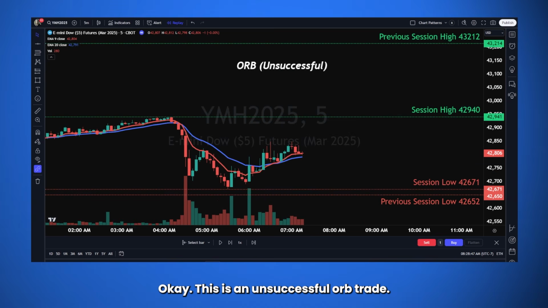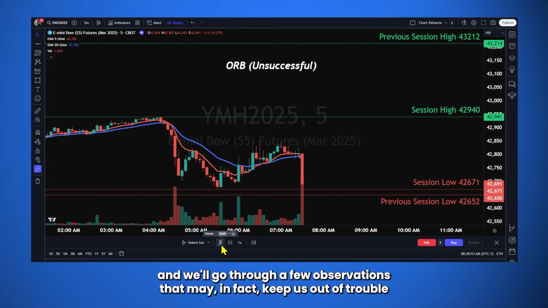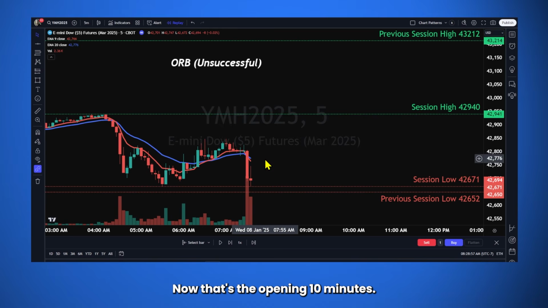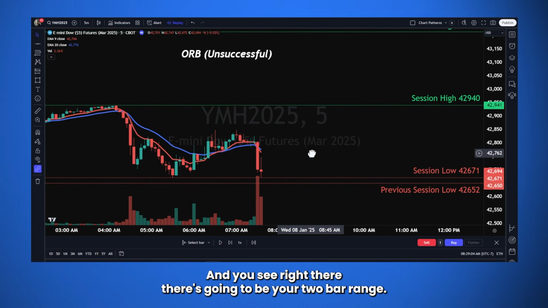Okay, this is an unsuccessful ORB trade. Let's go ahead and get our 2-bar setup, and we'll go through a few observations that may in fact keep us out of trouble when we're taking these trades. Okay, there's our 2-bar setup. Now, that's the opening 10 minutes. That's the opening 5 minutes. E-mini Dow 5-minute chart, very short time frame. And you can see right there, there's going to be your 2-bar range.